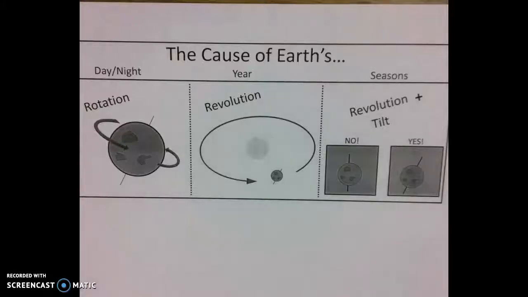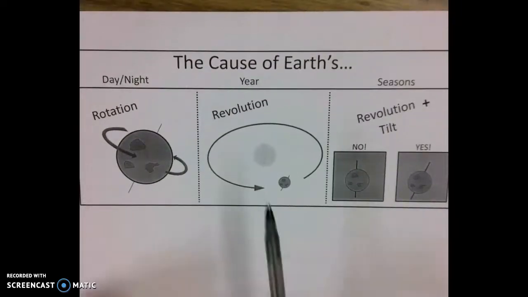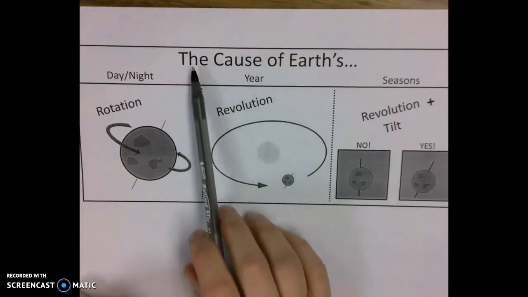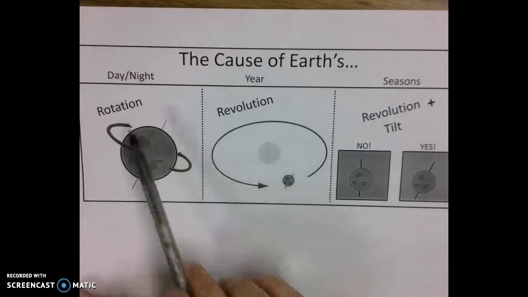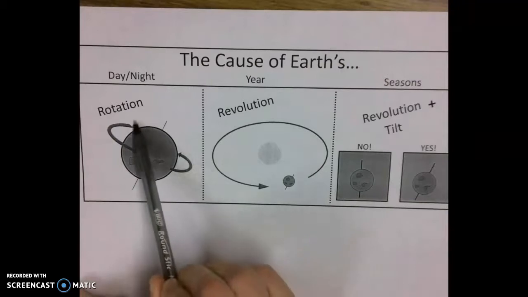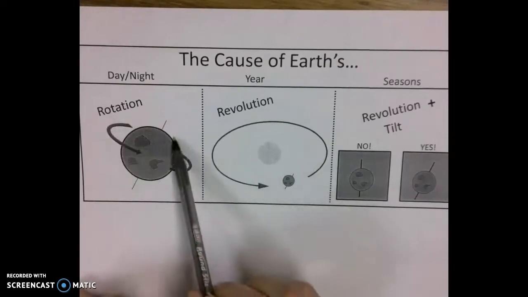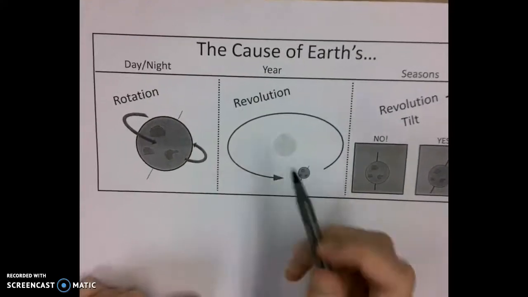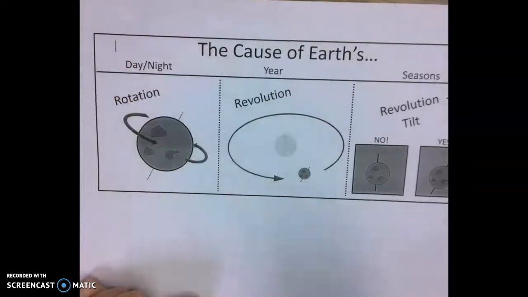Hi first graders, so you've been learning about the earth and we're going to talk about this. You have this picture in your packet and this is very important for you to understand. It says the cause of Earth's day and night. So the reason why we have day and night is because the earth spins on its axis. It does a rotation one time. So when it spins one time, that is day and night. So that's one day or night.